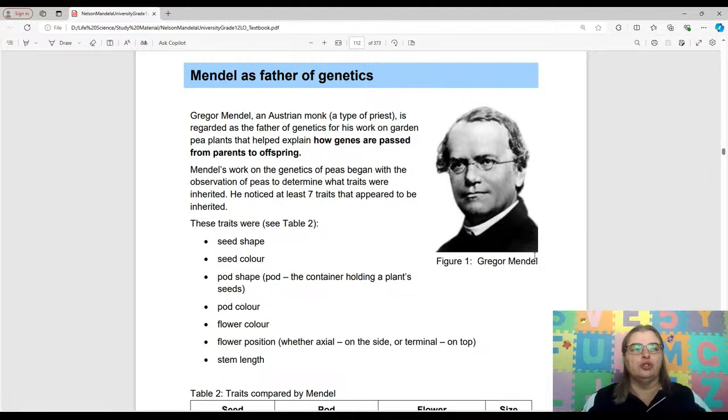So why do we have brown hair? Why do we have black curly hair? Why do we have blue eyes? Why do we have green eyes? These things are passed on, and these are the traits that we inherit. It's not just random. It's going to have to come from a mom and a dad very specifically.